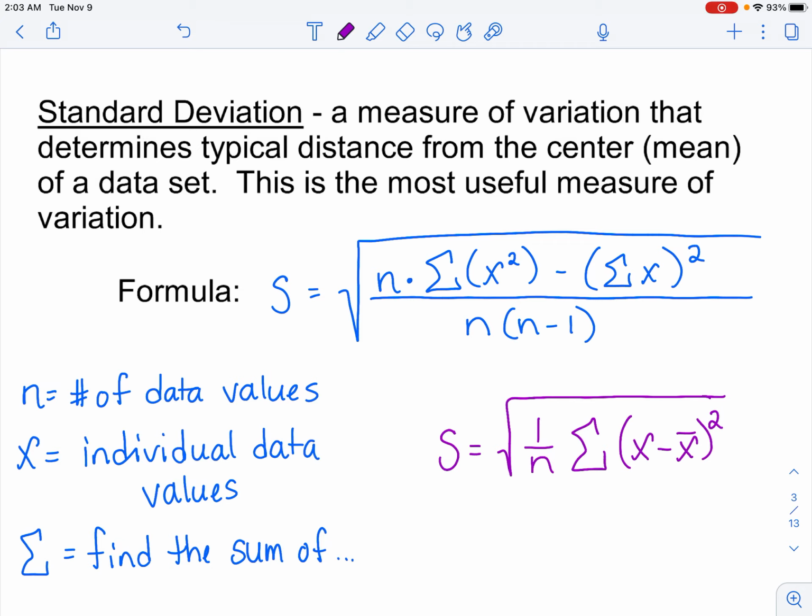This formula is programmed into a calculator, so what I'm going to do in the next video is show you how to input data into a calculator and get it to tell you this particular value. All right, so that's what's up next.